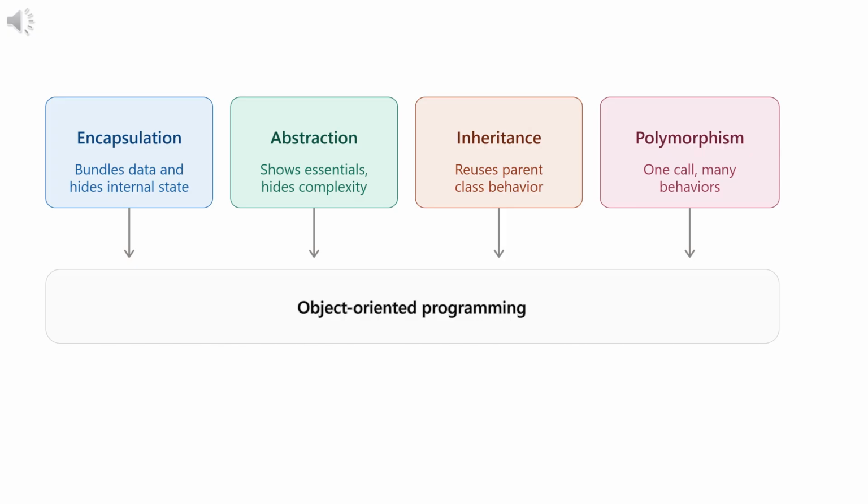The arrows converging into object-oriented programming show that these four concepts aren't separate ideas, they're the pillars that, together, define what OOP actually is as a programming paradigm. Every well-designed object-oriented system leans on all four working in combination.